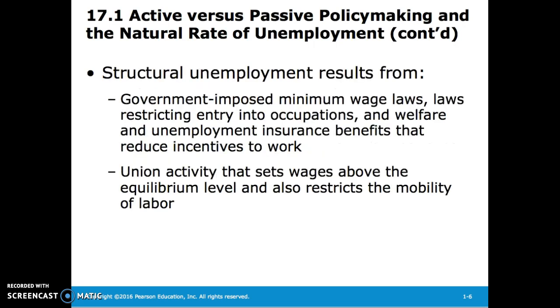Structural unemployment results from things such as government-imposed minimum wage laws, laws restricting entry into occupations, and welfare and unemployment insurance benefits that reduce incentives to work. Also, union activity that sets wages above the equilibrium level and also restricts the mobility of labor.